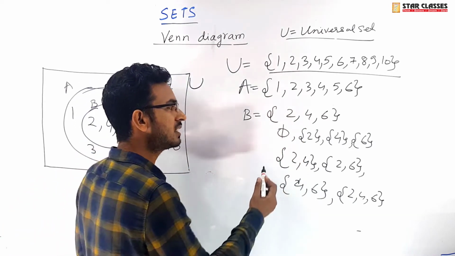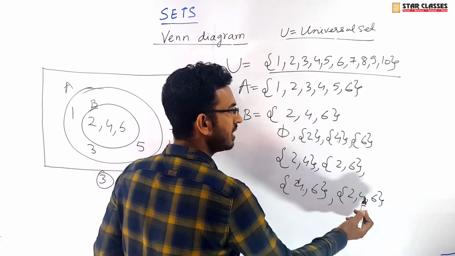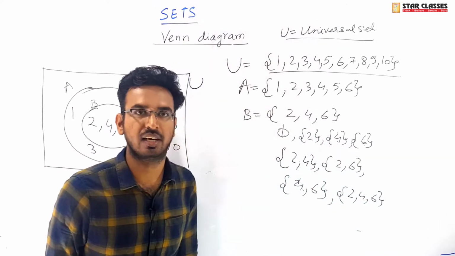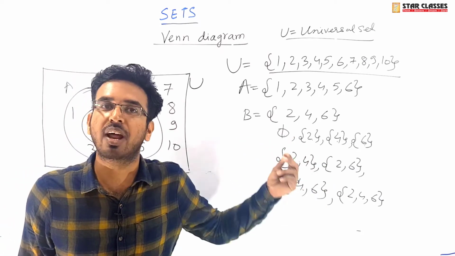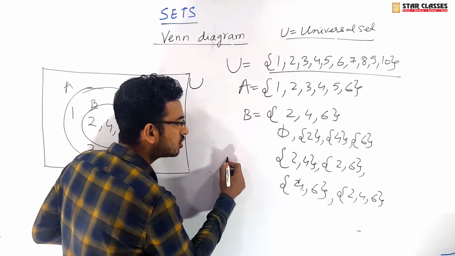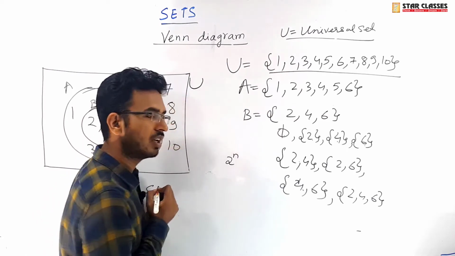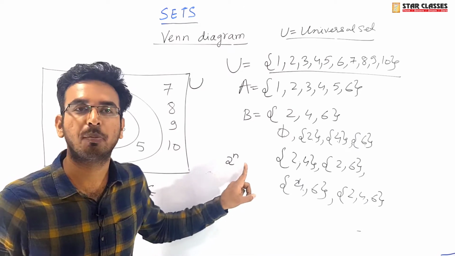So how many subsets are there? 1, 2, 3, 4, 5, 6, 7, 8. 8 subsets are there. Okay, so there is a rule to find the number of subsets for any particular set. So what is that rule? It is 2 raised to power n. Okay, the number of subsets of any set is 2 raised to power n.